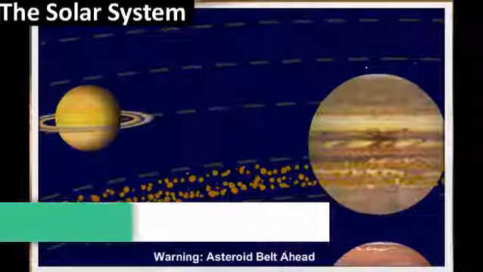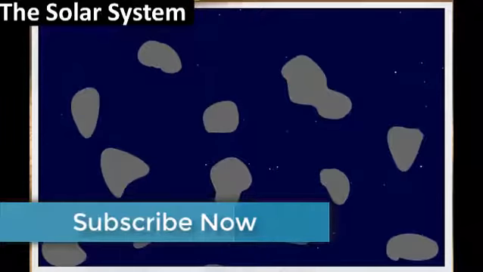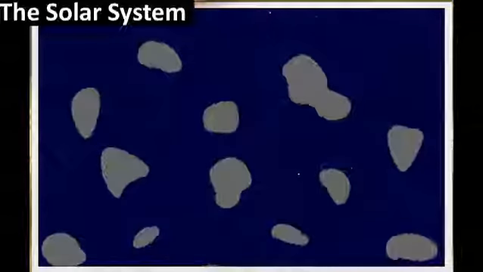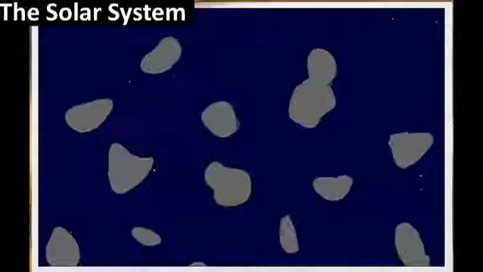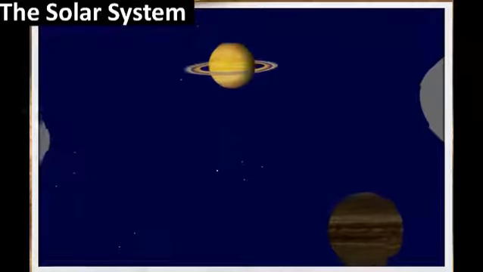Warning: asteroid belt ahead. Thousands of irregular small celestial bodies revolve around the Sun between the orbits of Mars and Jupiter. They are called asteroids or planetoids. It is believed that they are fragments of planets that existed between the orbits of Mars and Jupiter a long time ago. Now that we have dodged the asteroids, let's visit Jupiter.